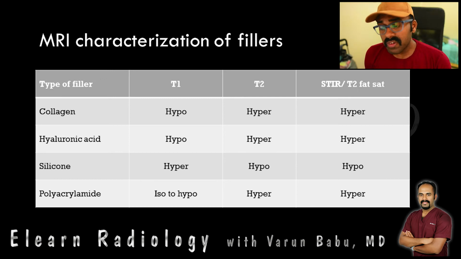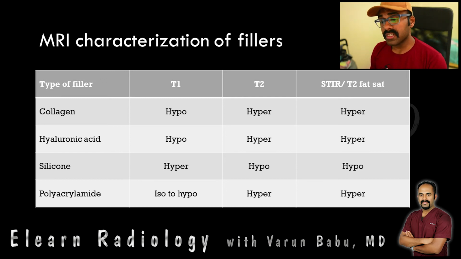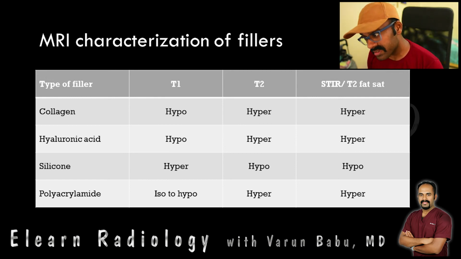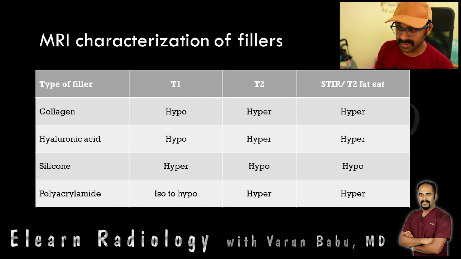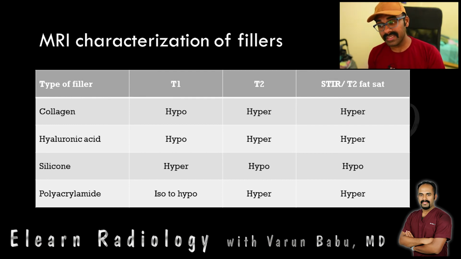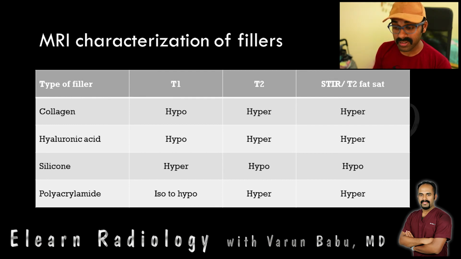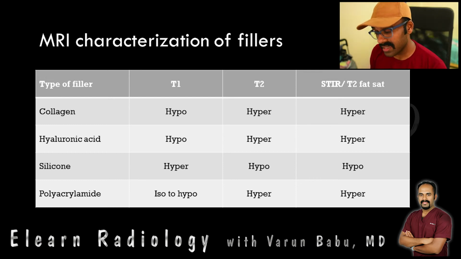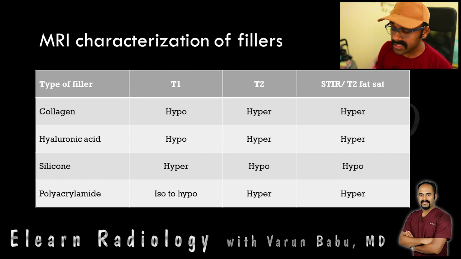A general overview of signal characteristics of certain types of fillers. Collagen is T1 hypointense, hyper on T2 and T2 FATSAT sequence. Hyaluronic acid is again T1 hypointense, T2 and T2 FATSAT hyperintense. Silicone is T1 hyperintense, T2 hypointense, and STIR or T2 FATSAT hypointense. Polyacrylamide is T1 iso to hypointense, T2 and T2 FATSAT hyperintense.